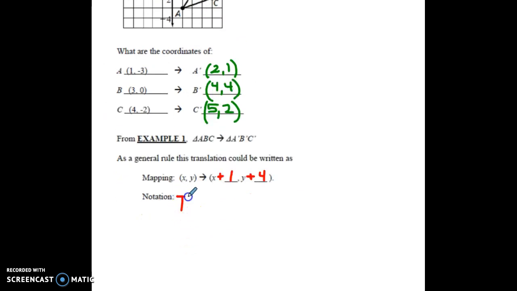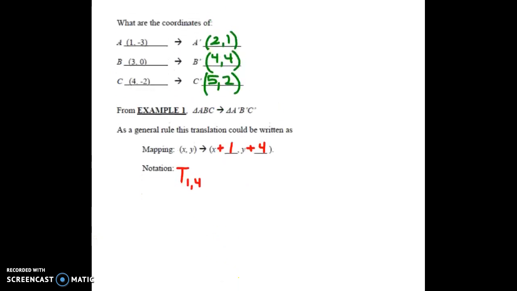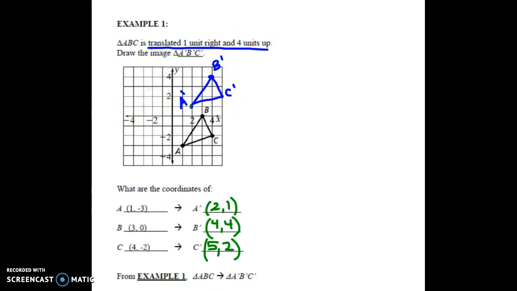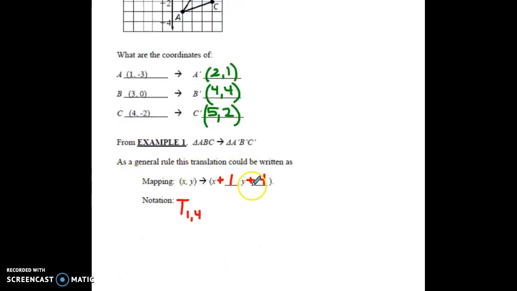Your T notation goes here. All we do is grab the directions that we went to, positive 1 on the x, positive 4 on the y. Okay, so this part of the note sheet is completely filled in. Again, the goal today is to get comfortable with the translation, the sliding of the figure, and they will always give you the directions either written, like this, which we call mapping, or like this, which is kind of like just a capital T saying, hey, we're translating, and this is where we're going. So we're going to get some practice with those numbers and how to use that notation.